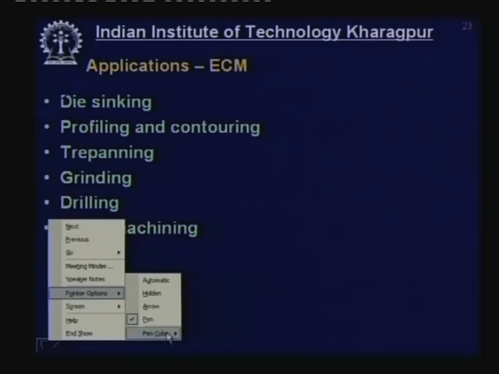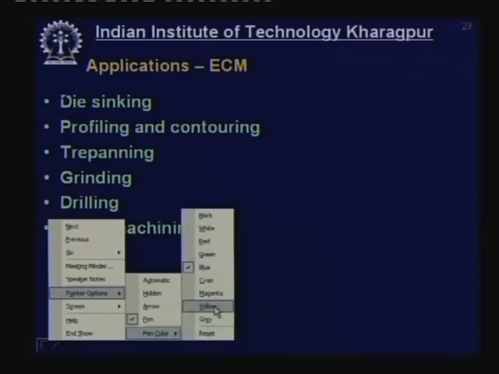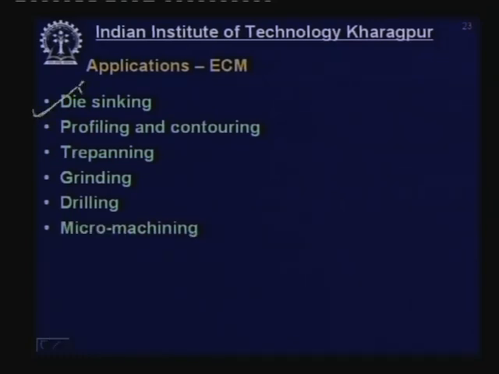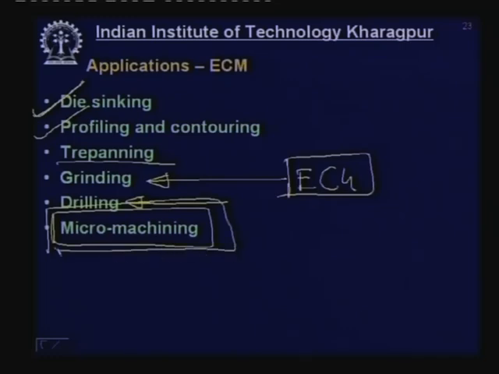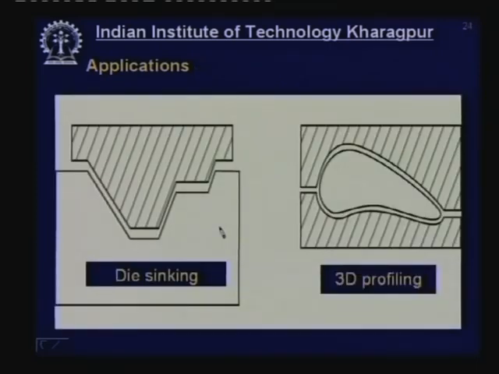What kind of machining operation can be done? Let us come to that. Die sinking can be done in electrochemical machining, very similar to your EDM die sinking. Profiling and contouring can be done. This is another very important application area. Trepanning can be done. Electrochemical grinding is a technology in its own right. Drilling can be done, and another very emerging area of electrochemical machining is micromachining. We are not going to address that, but out of these few applications, now we are going to go into their schematics. What is die sinking?